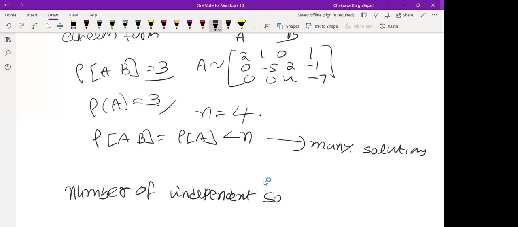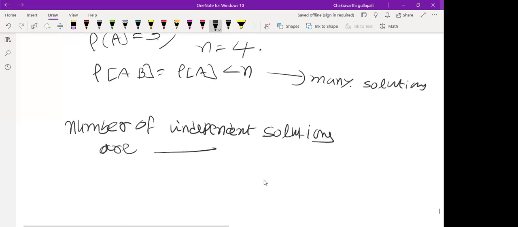In one of the papers, you can find this terminology: number of independent solutions are. Sometimes you'll be asked to find the number of real solutions, sometimes the number of independent solutions. Formula is N minus R.